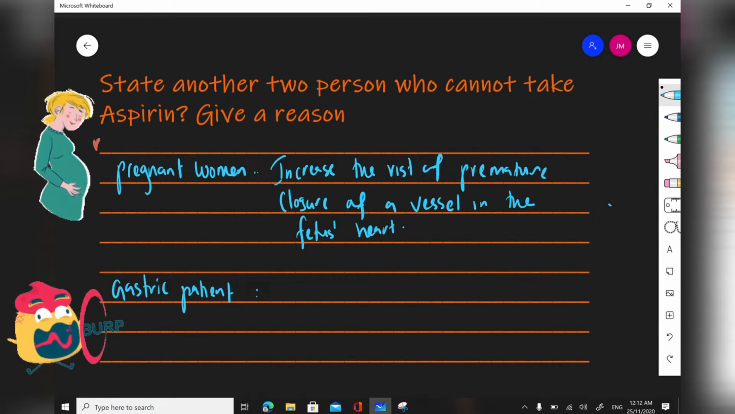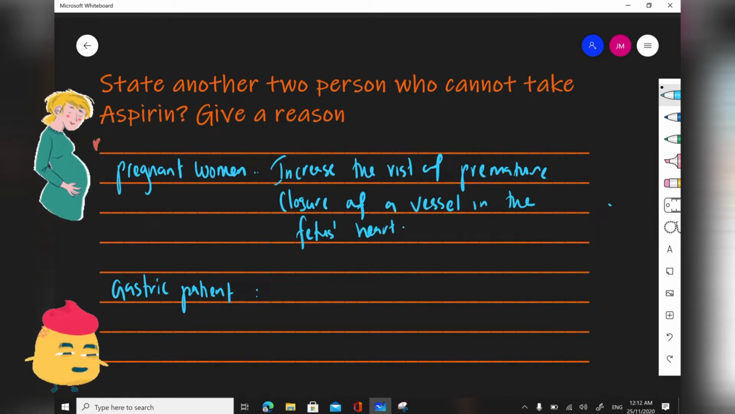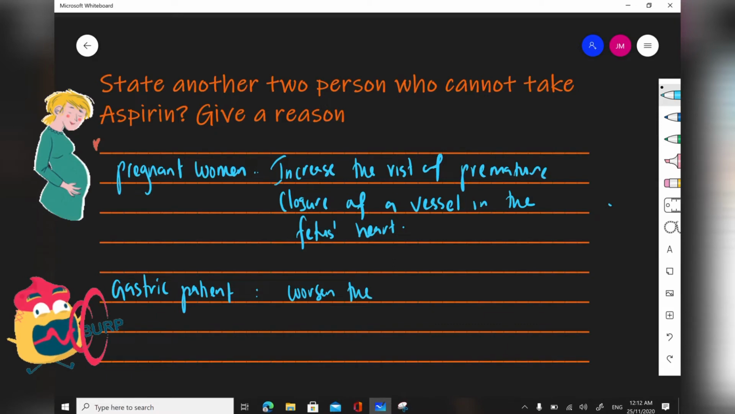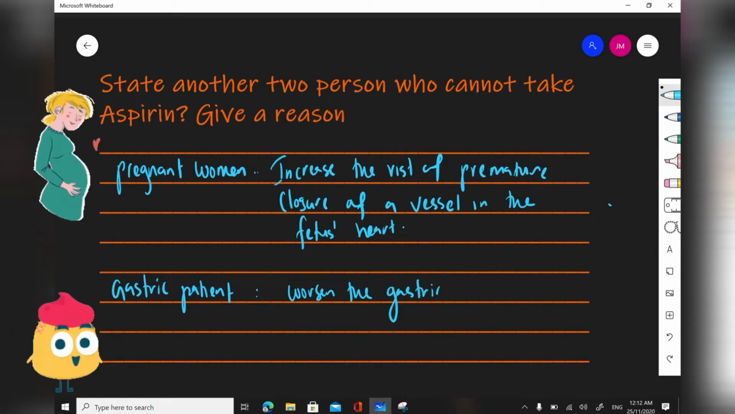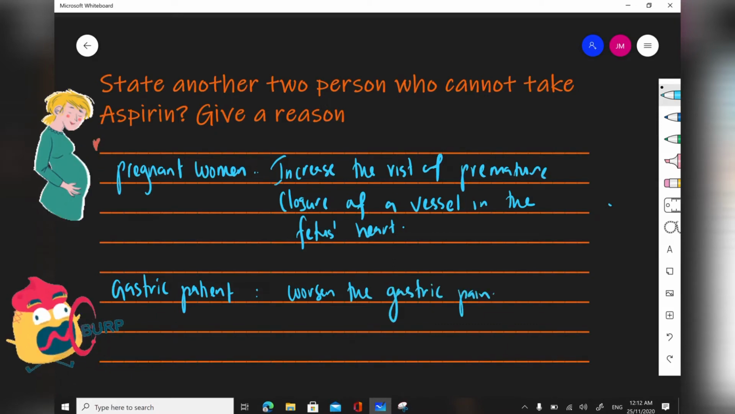Okay, and we go for gastric patient. How to explain for gastric patient? The gastric patient should avoid taking aspirin. Why? Because aspirin is an acidic analgesic. It can worsen the gastric pain.